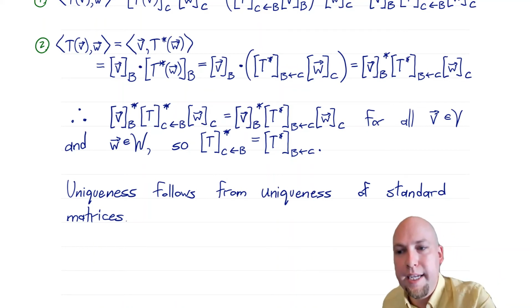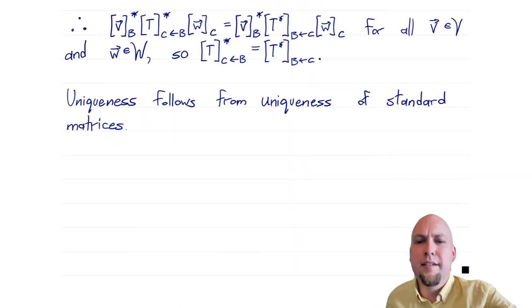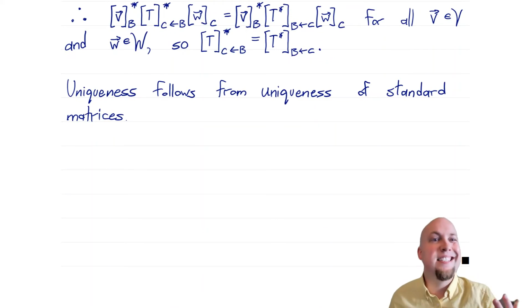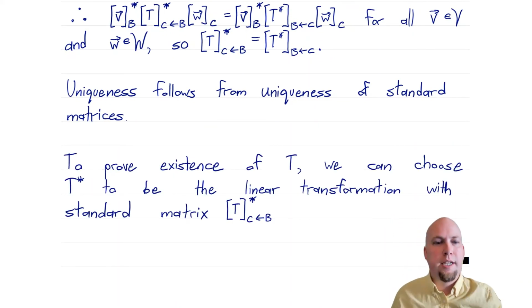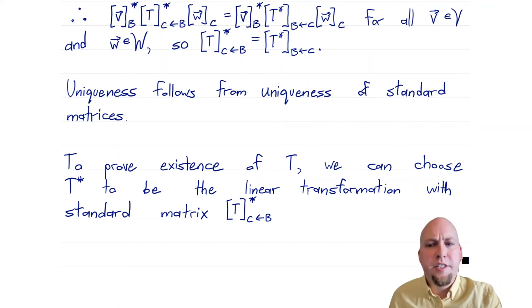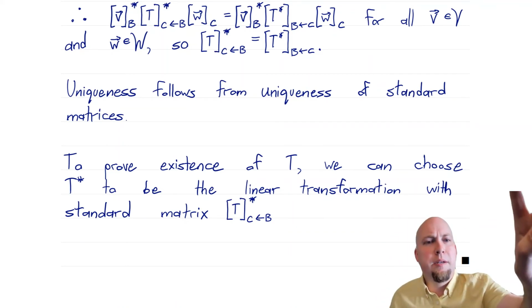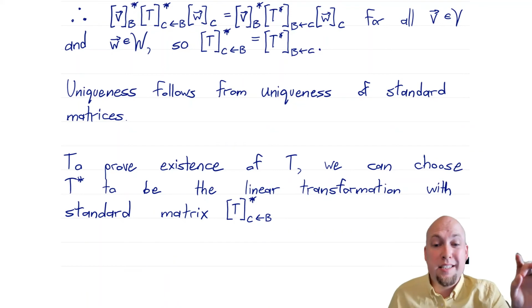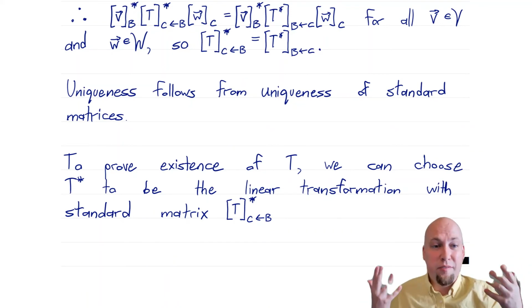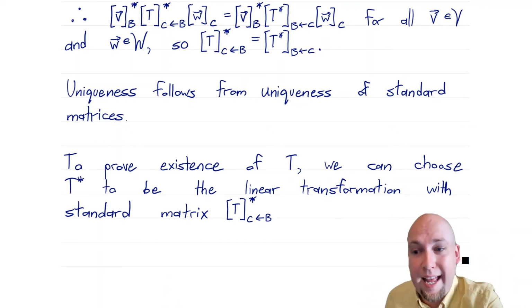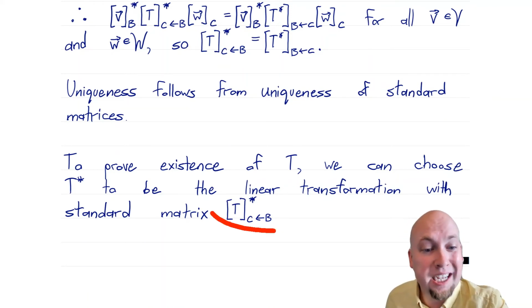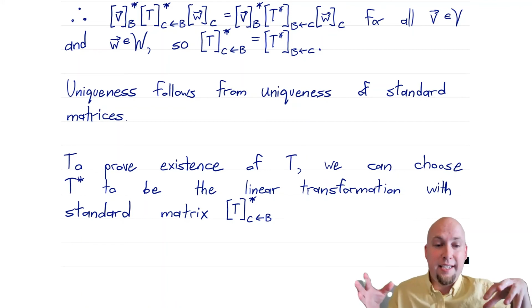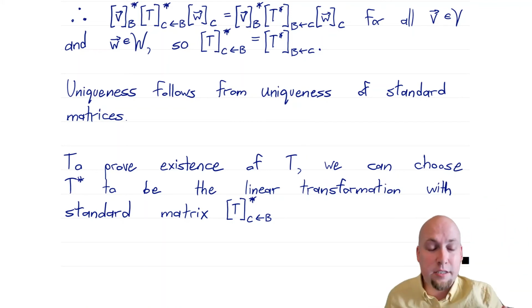All right, so we've got uniqueness, we've got the formula, we still have one more thing to pin down, and that is existence of T star in the first place, existence of the adjoint linear transformation. And the way that we're going to do that is we're just going to follow this argument backwards. I'm going to say, okay, well, what happens if I just pick the linear transformation that has this as its standard matrix? So I'm just going to pick the linear transformation that has T star as its standard matrix.